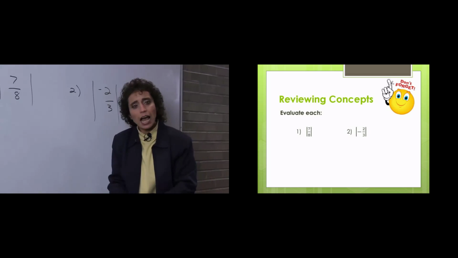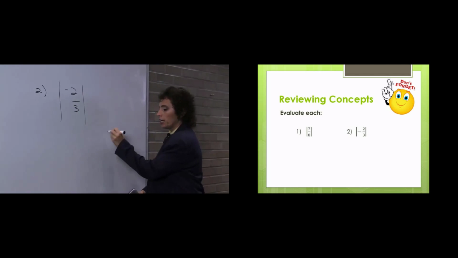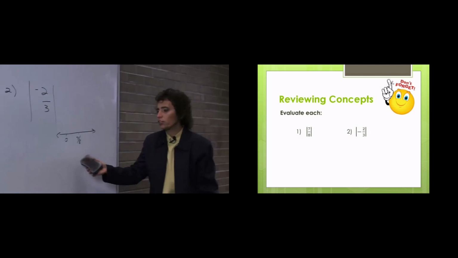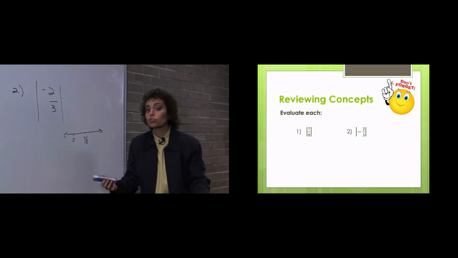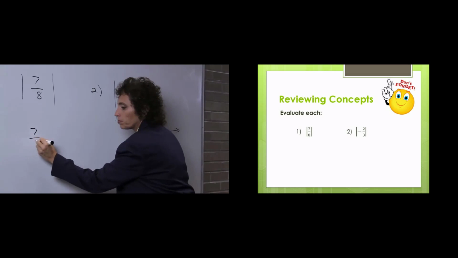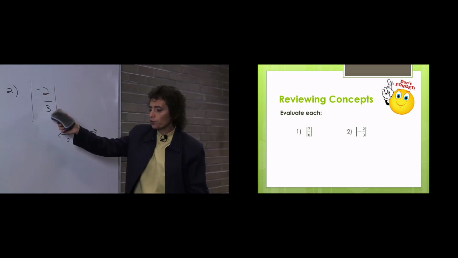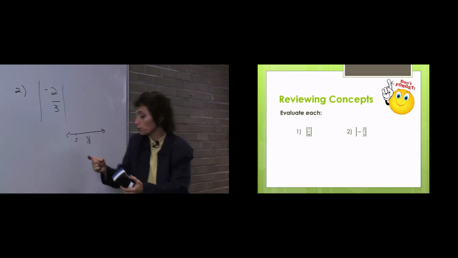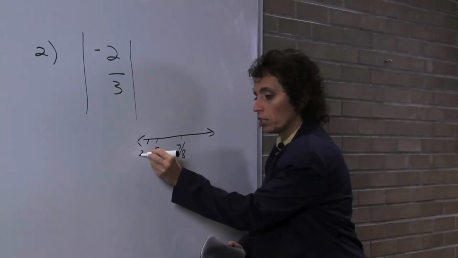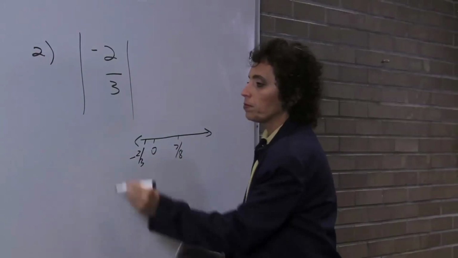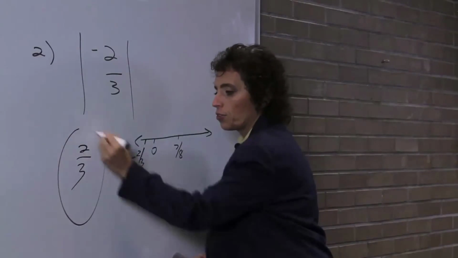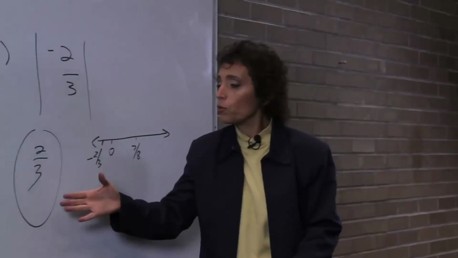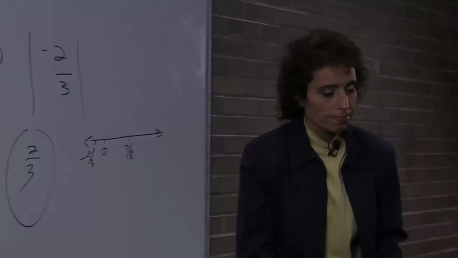Okay, 7/8. Absolute value of 7/8. So what they're asking is, if I'm on the number line, how many units is 7/8 from 0? 7/8. That's it. It's 7/8 units. Here, absolute value, distance from 0. If I'm at negative 2/3, how many units am I from 0? 2/3. I'm just in a negative direction. So I'm 2/3 units in the negative direction. You do the same thing we did with whole numbers, okay? And that takes care of that. Next time we see you, we're going to be reducing fractions.